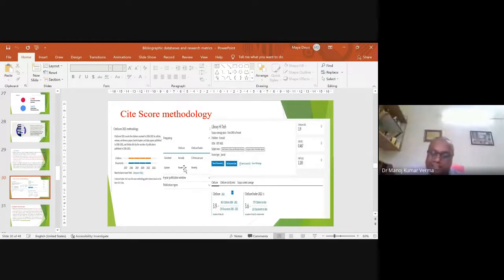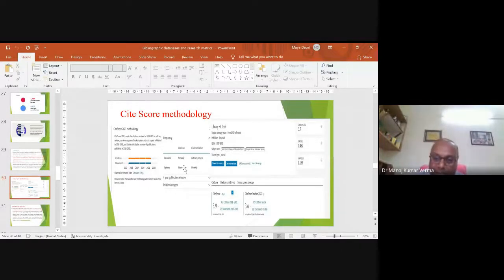Okay, the last 4 years: how many citations a particular journal received, divided by the number of articles published in the last 4 years. That value is what we are calculating as the CiteScore. I calculated it for the journal Library Hi Tech, a library science journal. See, the CiteScore for 2022 is 3.9.